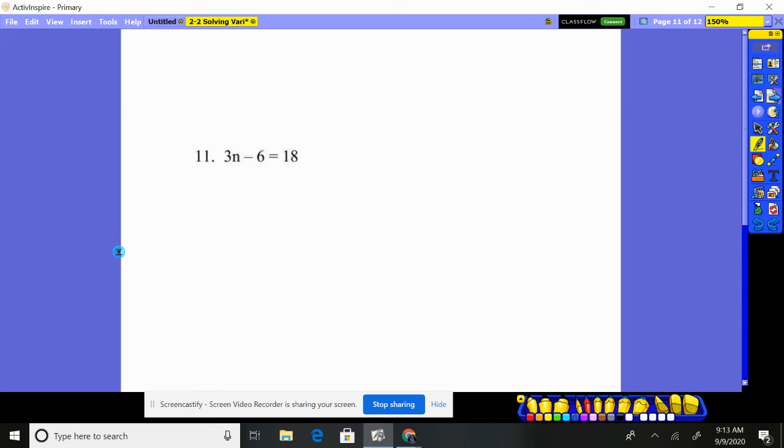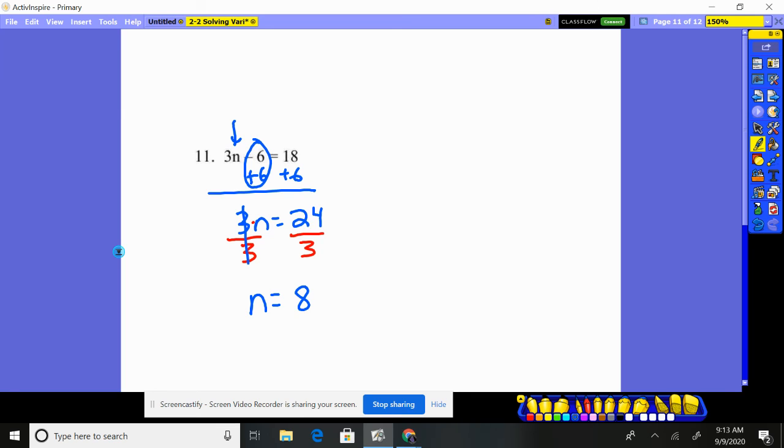Number 11. How do I move this over? Oh, add 6 to both sides. At this point, we should be getting pretty comfortable with it. That goes away. 3n equals 18 plus 6 is 24. I now follow up by getting rid of the multiplying by 3 by dividing both sides by 3. Those go away. N equals 8. Because back up here, 3 times 8 is 24, minus 6 is 18.